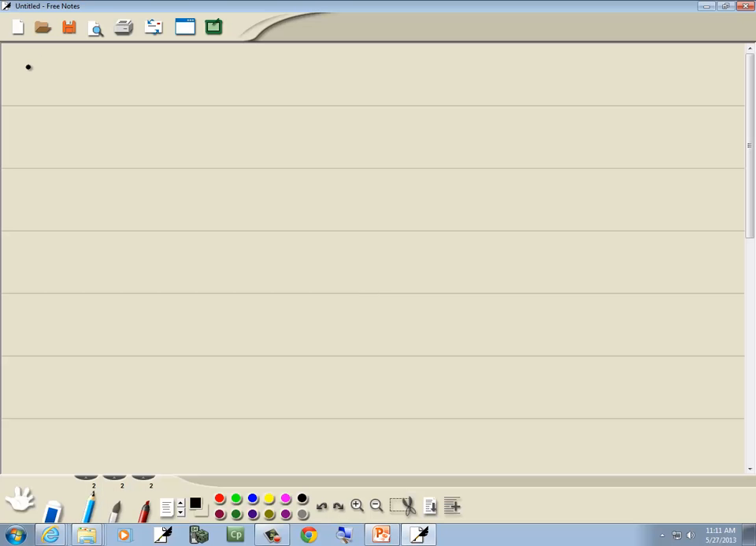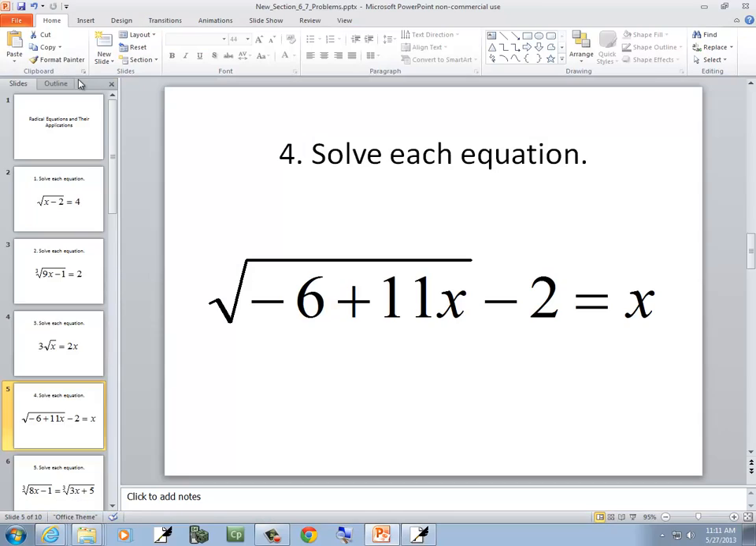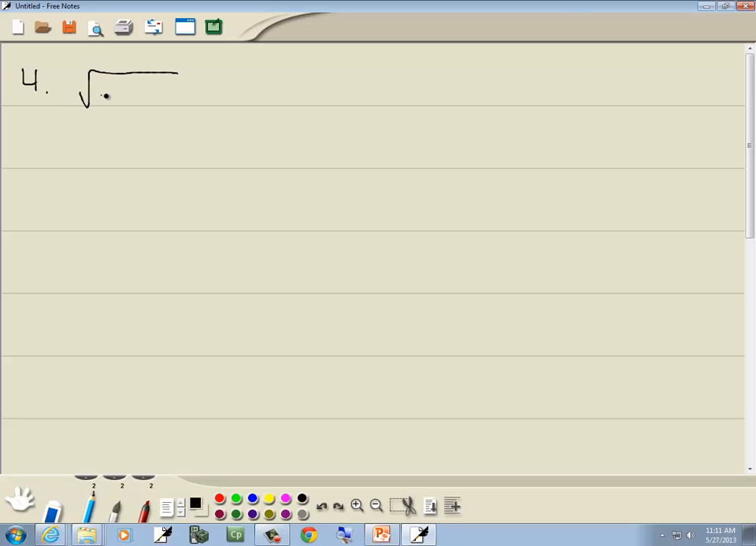Okay, number 4. We have the square root of negative 6 plus 11x minus 2 equals x. Our first step, get a radical by itself. Well, this radical is not quite by itself. We got a negative 2 there. I'm going to take a negative 2 and move it to the right side. So we've got square root of negative 6 plus 11x is equal to x plus 2.